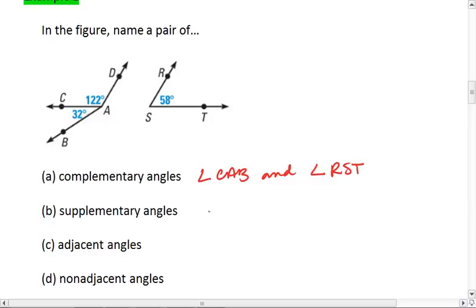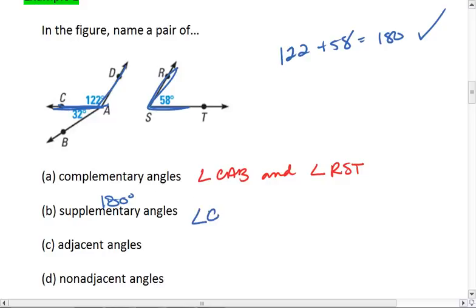Okay, supplementary angles. Supplementary angles add to 180. I could try 122 and 32, but 122 plus 32 is 154, so that doesn't work. Let's try another pair. I still like 122 because it's a large number. Let's do 122 and 58. 122 plus 58 is 180. That's my pair. So these are angles CAD and RST.